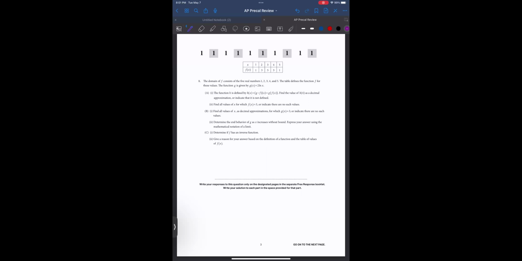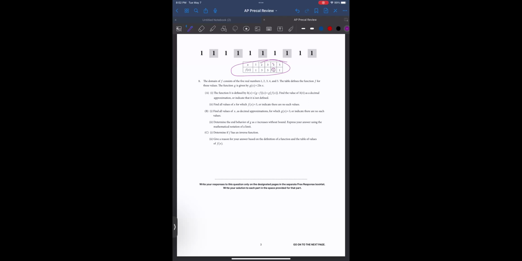Okay, that's what we're doing now. Let's do it. So it says the function h is defined by h of x is equal to g of f of x, which is the same as saying, plug f of x into g. Find the value of h of 4 as a decimal approximation or indicate that it is not defined. So here's my f of x, right? Now I need to plug in where x is 4. So when x is 4, f is 3. Yes, 3.